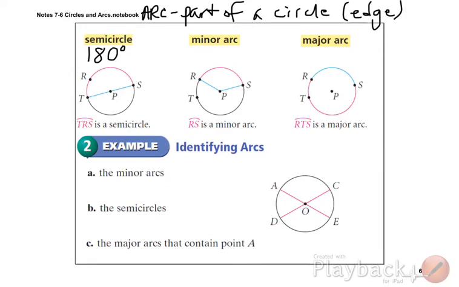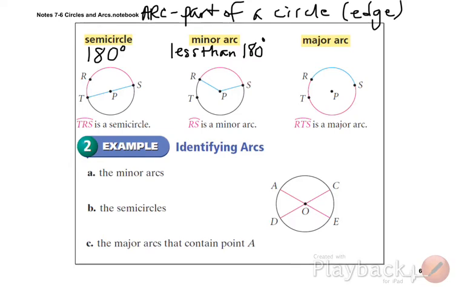Next we have a minor arc. A minor arc is less than 180 degrees. So if we look at this example, this arc right here in pink is a minor arc. So that's arc RS, and that's a minor arc because it's smaller than a half circle.